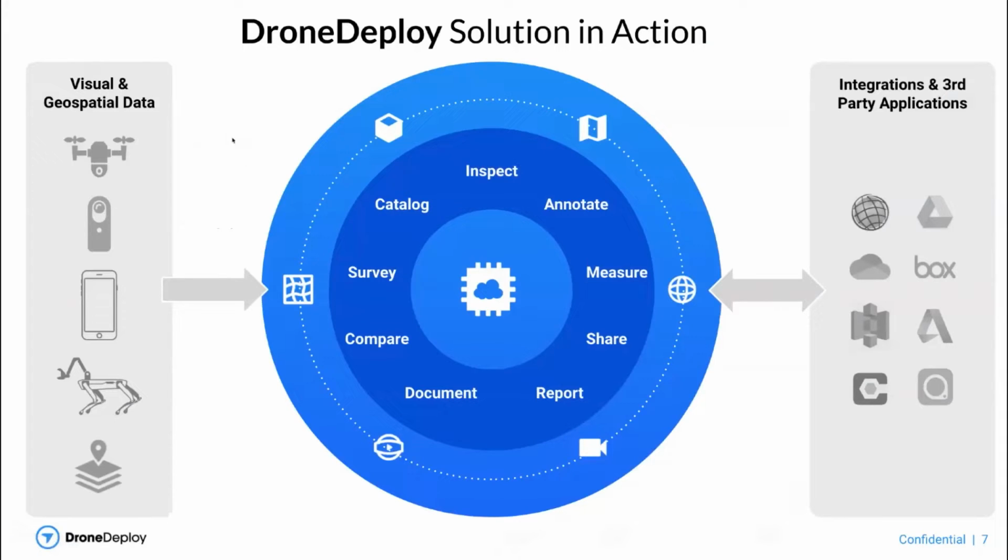So real quick, before we dive too deep, I wanted to discuss at a higher level what DroneDeploy's solution looks like in action. And it's really three different buckets, DroneDeploy being in the middle. We allow and we ingest the geospatial and visual data from many different sources, such as drones, 360 walkthrough cameras, cell phones, autonomous robots, and other geospatial data sets you may have. Those can all be uploaded and processed into the DroneDeploy platform, which allows you to do all of these cool verbs we see here in the middle, such as inspecting, annotating, reporting, all that fun stuff.